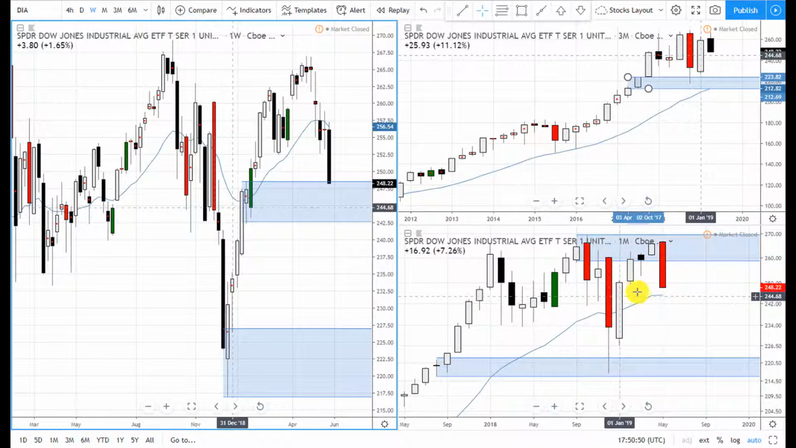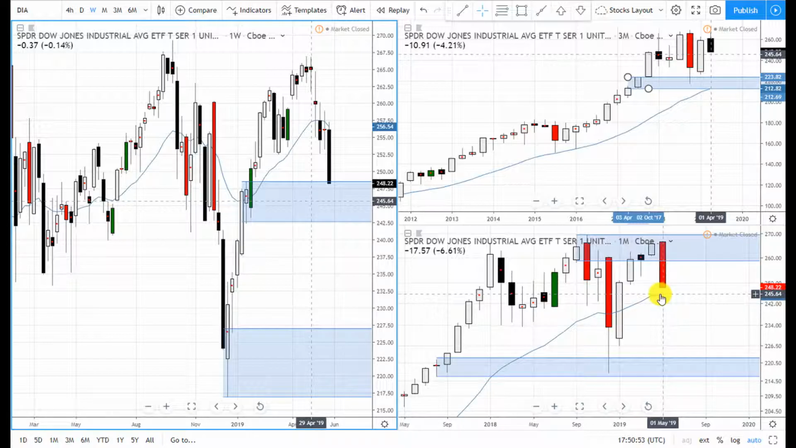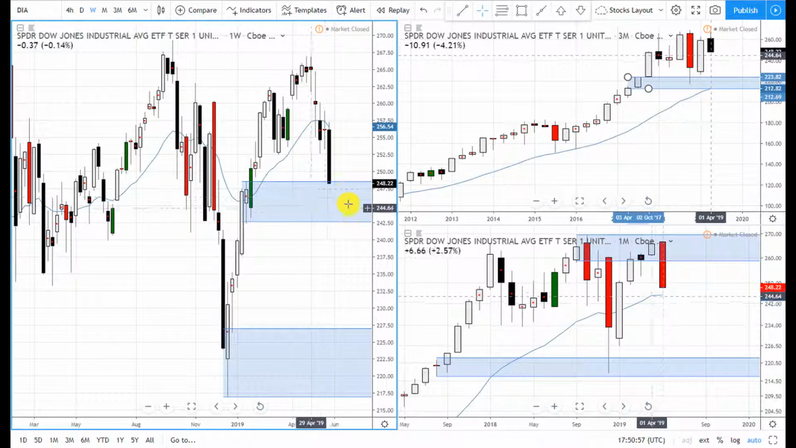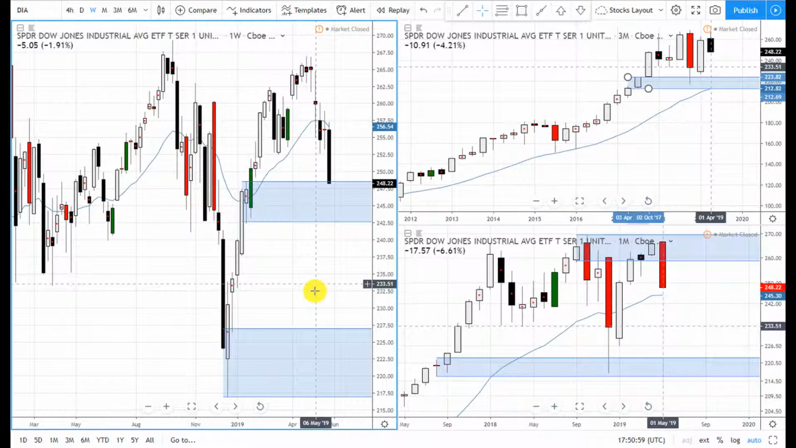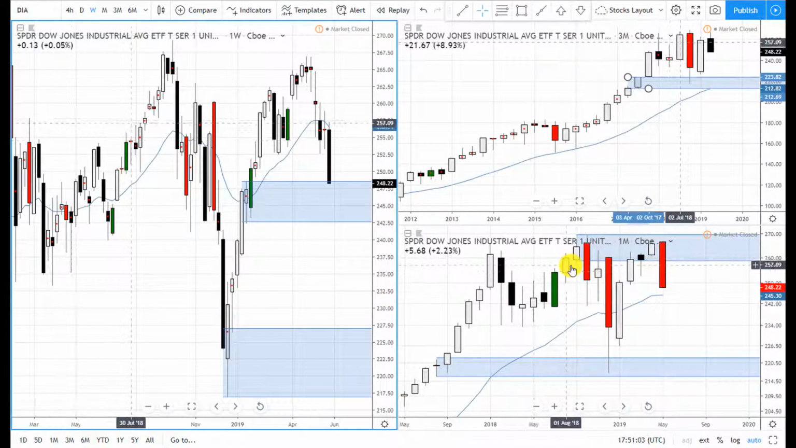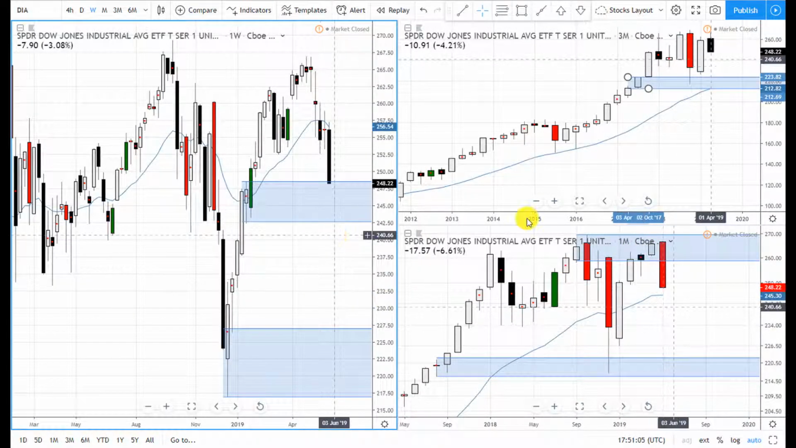So that's what we have on the Spider Dow Jones Industrial Average ETF. If price drops and breaks this zone, it could look to move even lower. But we do not want to buy right now because it's so high in this supply zone on the monthly chart that there's a huge amount of sell orders here.